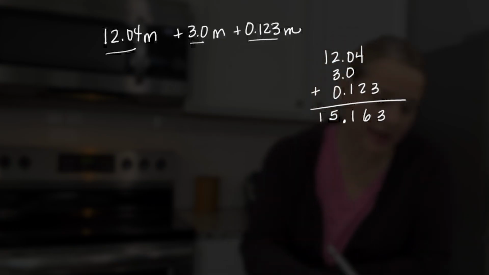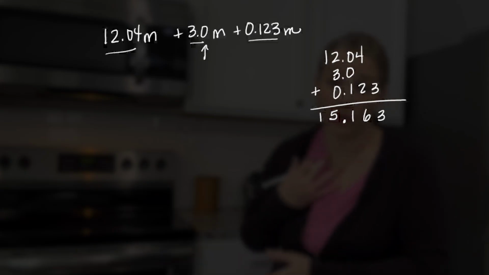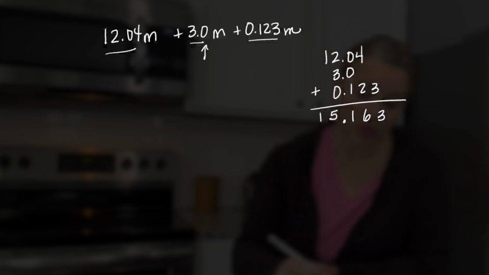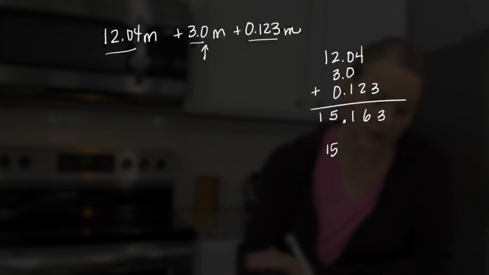3.0. Right, because it has the fewest numbers after the decimal place. So it only reports to the tenths. So we can only report to the tenths. So our actual answer that we would write down would be 15.2 meters, because we're going to round up here.